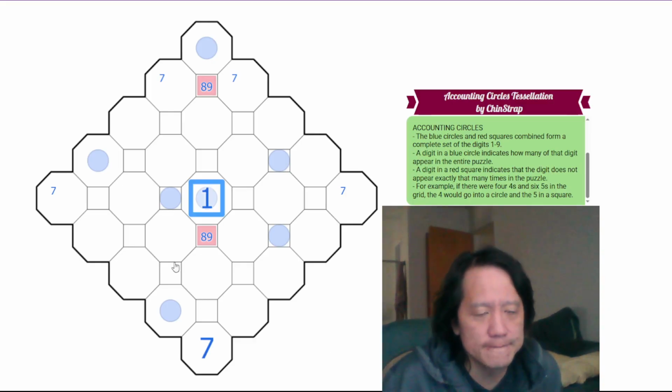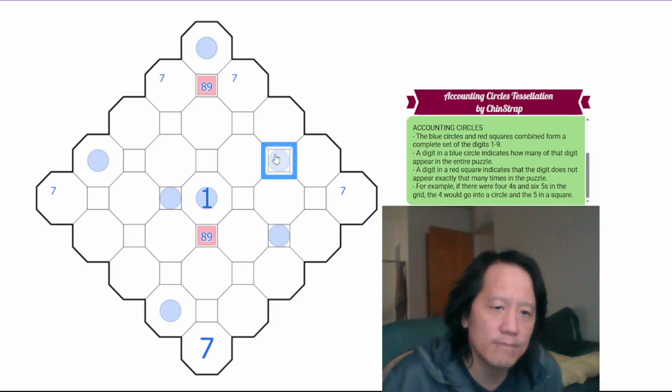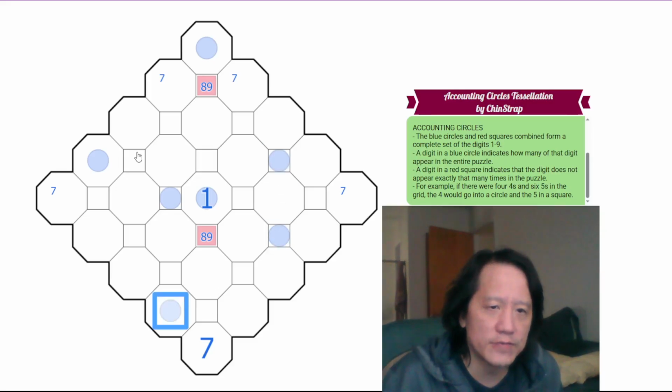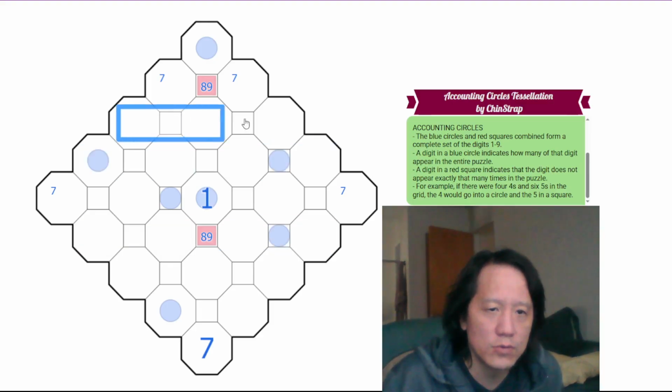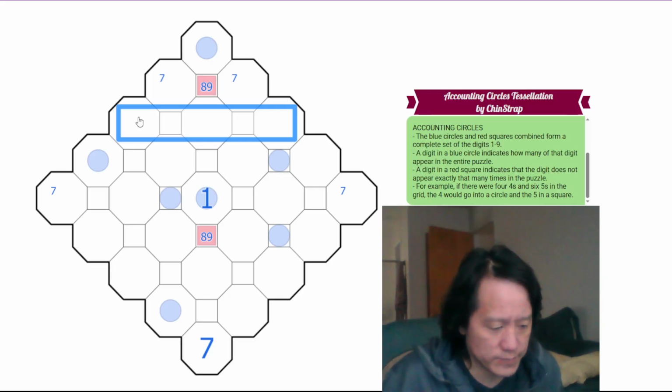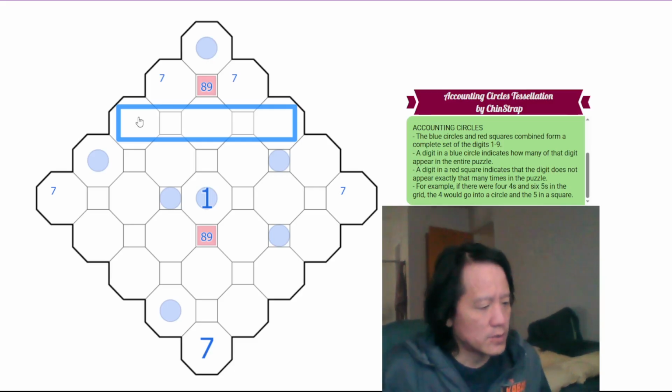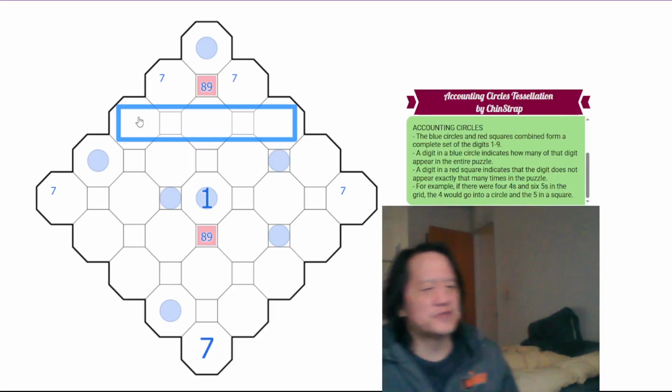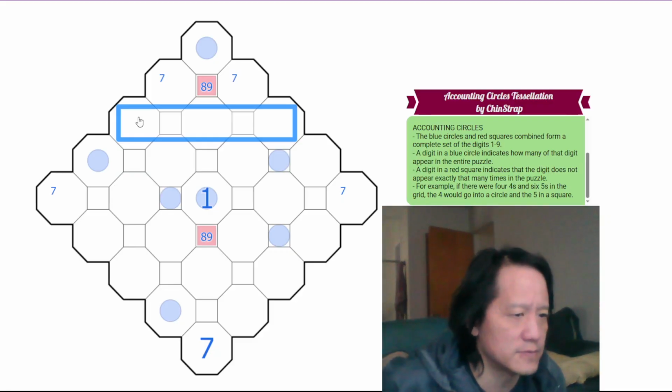That's interesting. So this can't be 7. We know this can't be 7. So 7 cannot be here. 7 cannot be here. 7 is in every remaining row. So this has to be... We also have... So we have 7 7s.